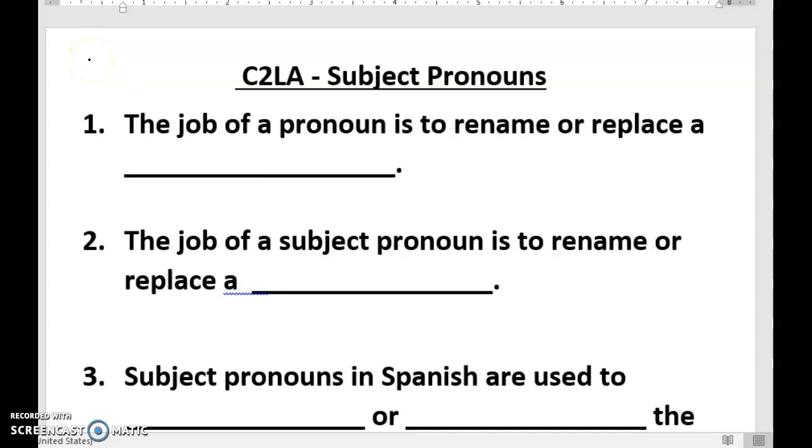And good morning. So today's subject, we're going to talk about subject pronouns, and we've actually used a few of them. We're just going to learn how to use them correctly today.